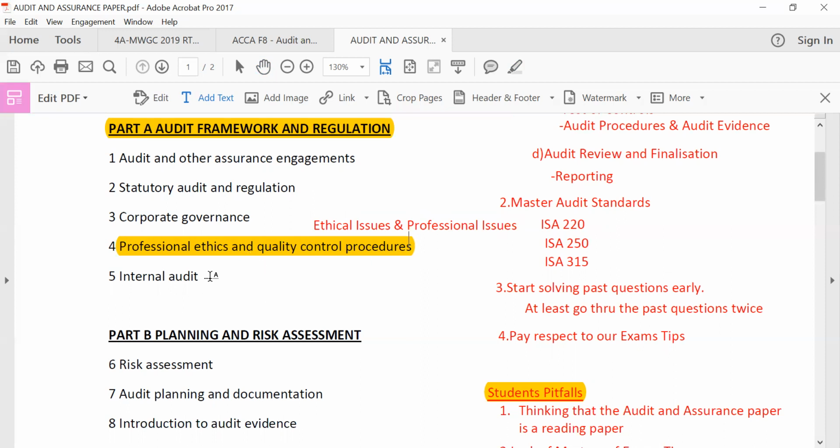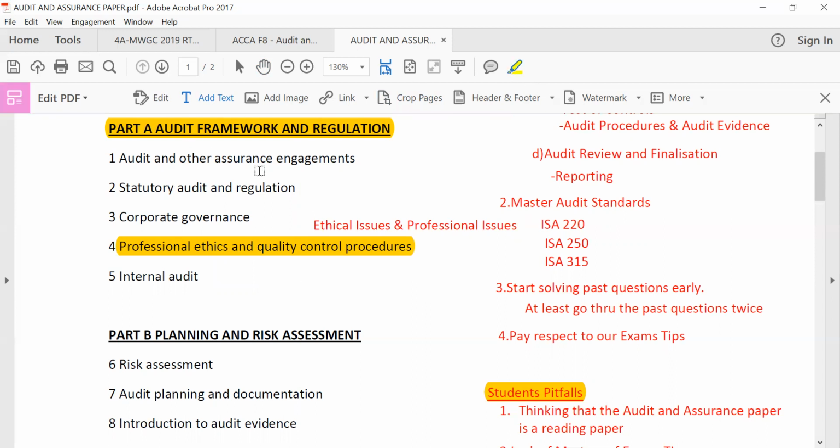Right, so we move on to the next item, internal audits. We look at the internal audit function. Every robust organization which focuses on internal controls tends to have very robust corporate governance principles, and those robust corporate governance principles lead to the establishment of an internal audit department. So we look at internal audit, and that will bring us to the end of part A of the syllabus.